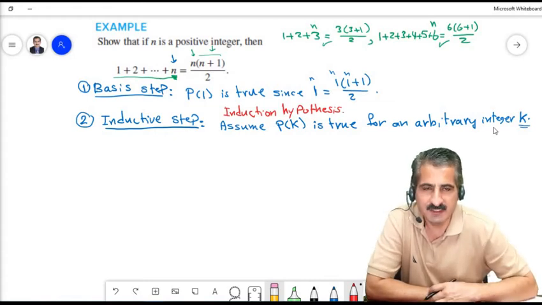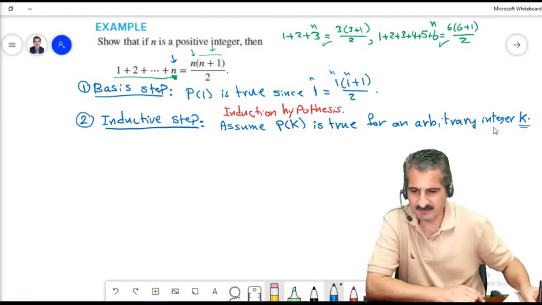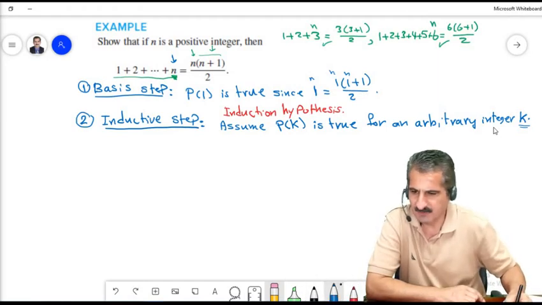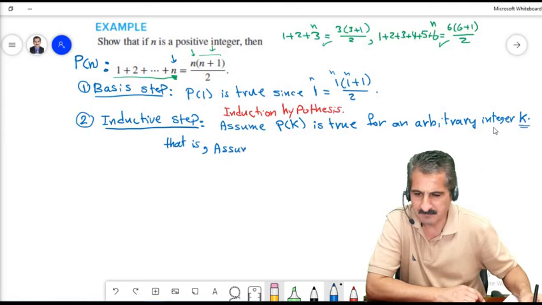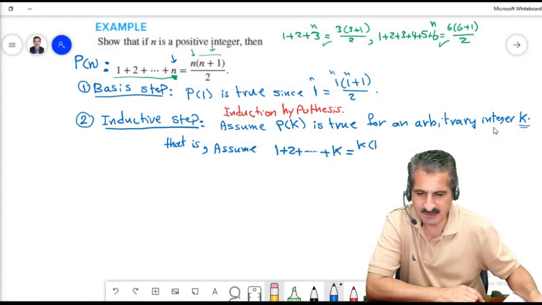Okay, this is the statement. Assume Pk is true. What does that mean? Now, actually, if you go back, this is Pn. Now, Pk is, so I'm explaining here what the inductive hypothesis is. That is, we are assuming that 1 plus 2 all the way plus k equals k times k plus 1 over 2.